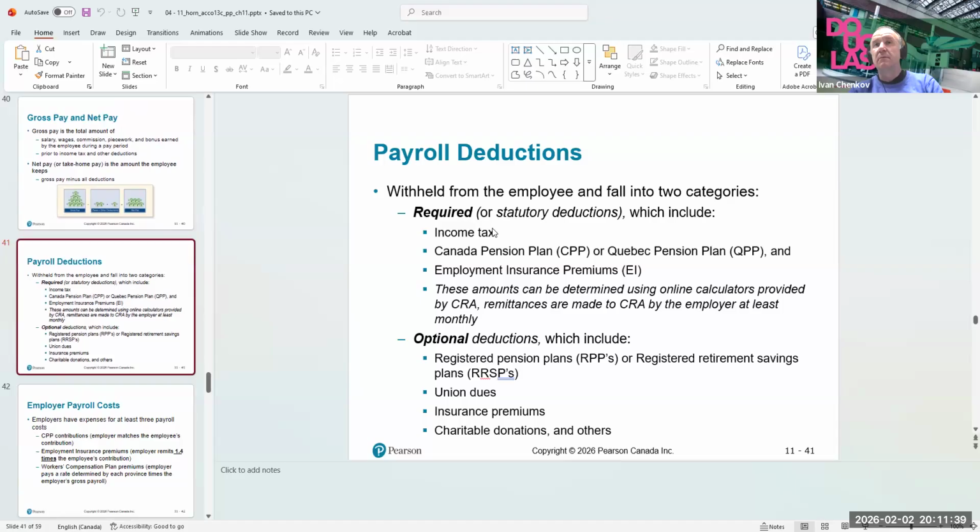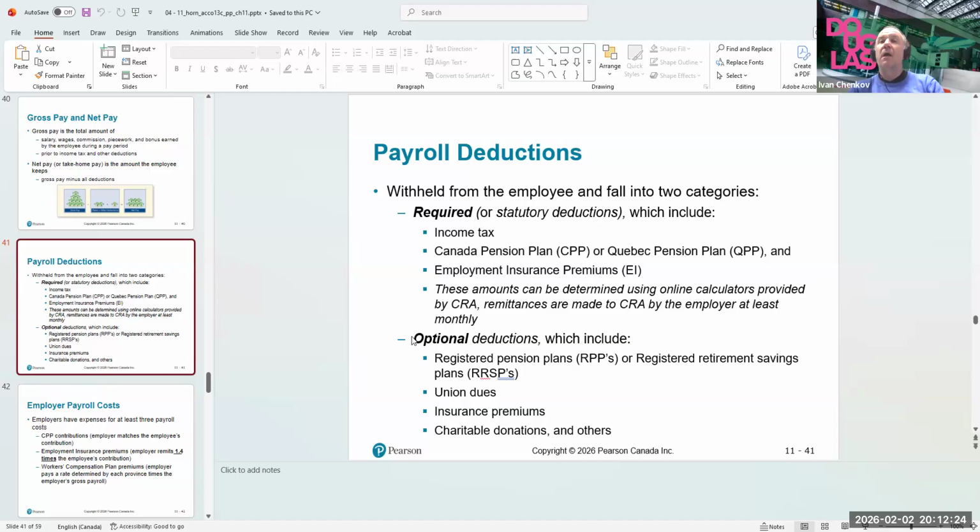Then the employer is required by the Canada Revenue to deduct first the statutory deductions, which include income tax, Canada Pension Plan, or Quebec Pension Plan, depending on the province, and employment insurance premium. And this amount obviously can be determined using the online calculator, which is provided by Canada Revenue. I'm going to show you that calculator in a few minutes. Those are the statutory deductions.